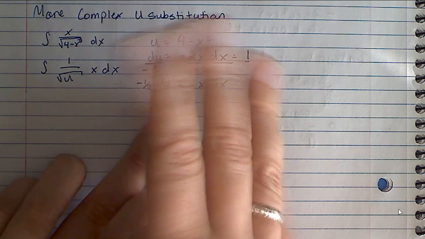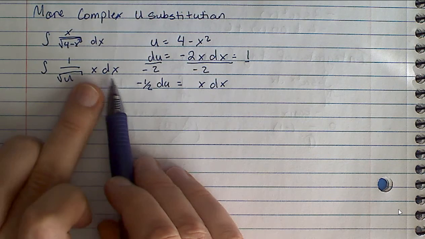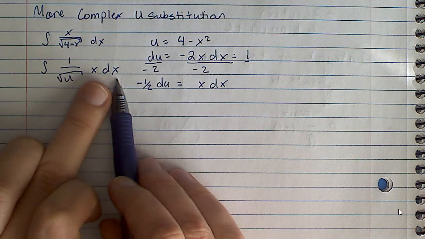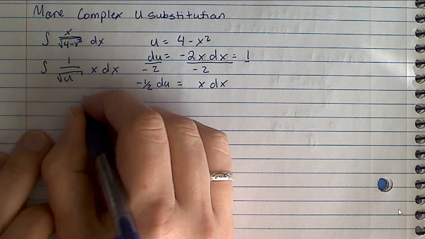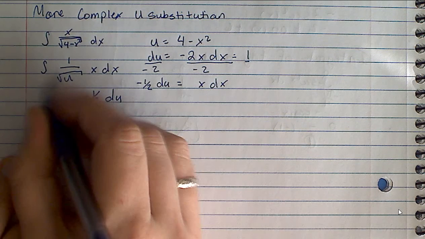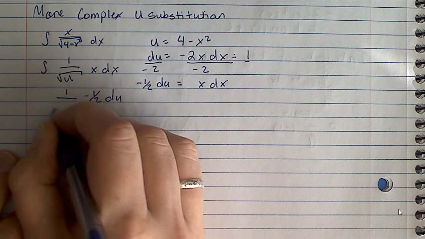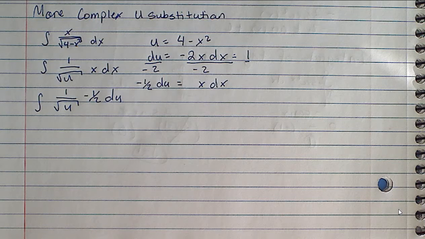A tiny bit. So when I'm substituting in an x dx, because that's what I have, I'm not going to put all of du, I'm going to put negative 1/2 du where x dx went, and then I've got 1 over the square root of u. Kind of, sort of? Yeah.